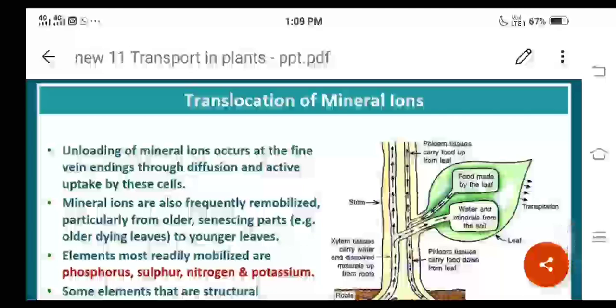And another one is mineral ions. Mineral ions are also frequently remobilized. It means wherever they are present, from that region they may move into the other parts, particularly from older senescing parts. From older senescing means when the lifespan of any organ is completed, whatever minerals are present in that organ will be moving to the other parts of the plant, right?